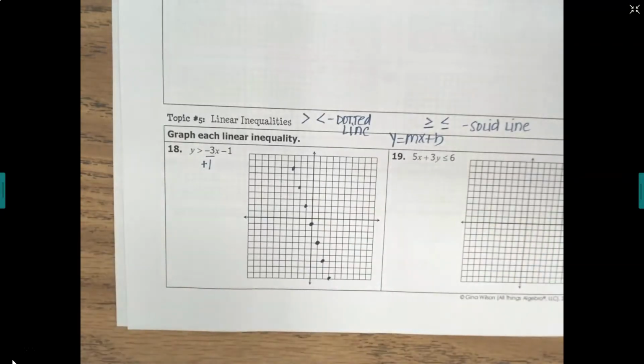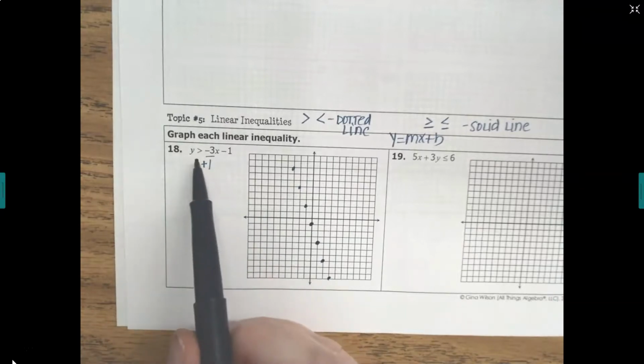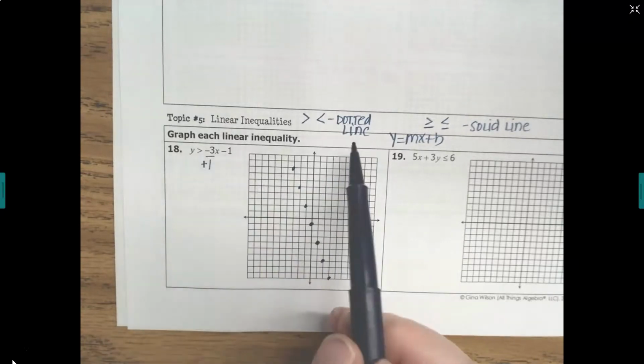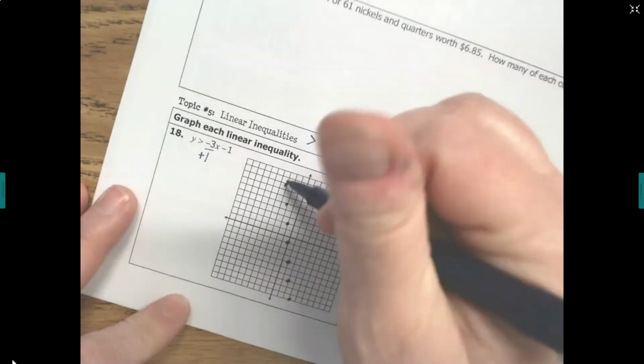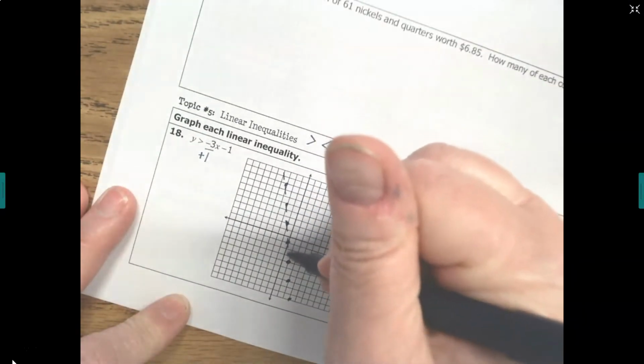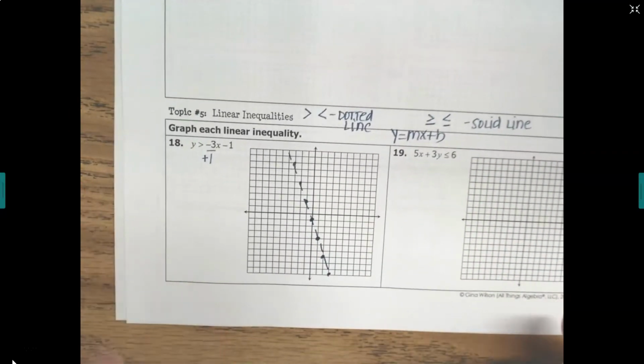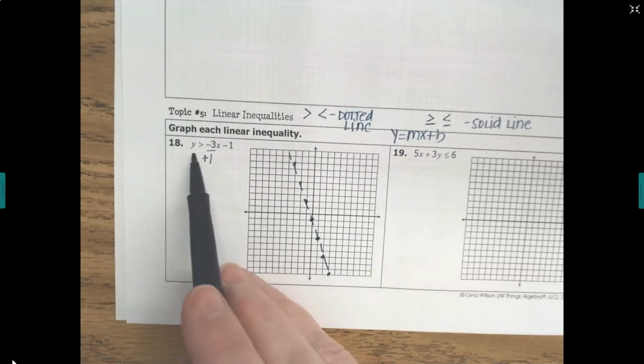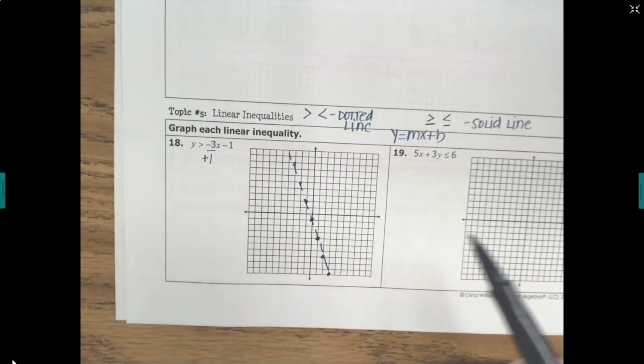That might be helpful. Now, this inequality has no line under it, so it's dotted. Okay, so we're just going to make a dashed line to connect our points. So that means any point on the line would not work as a solution for the inequality, is what that's saying. Our inequality says greater than, so all the y values greater than the line.